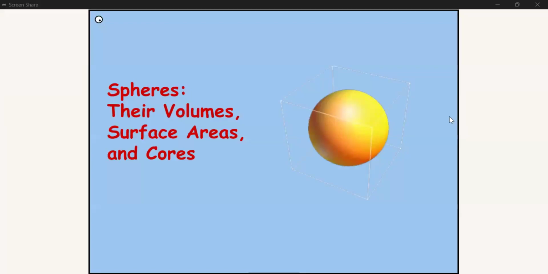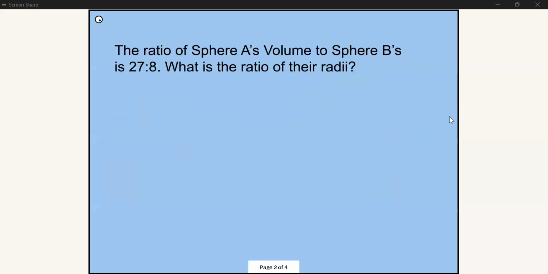Hey gang, today we're going to be working on spheres, focusing on their volumes, surface areas, and cores. Mostly you won't need to know about surface areas too much, but there can be some trick questions that seem like surface area questions, but end up not being surface area questions, and we'll do one of those.